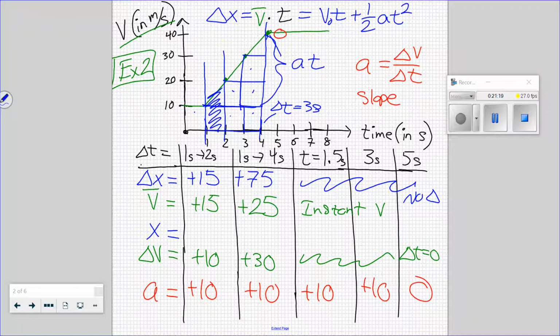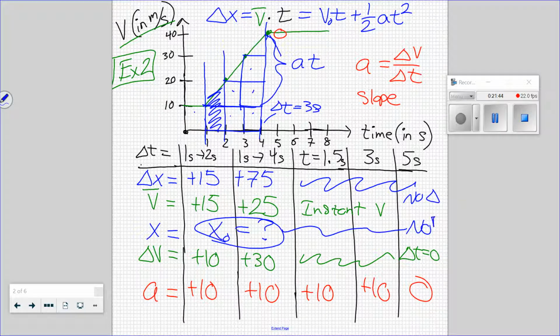I'm not so sure we know where x0 is. It's definitely not on this graph. Nowhere on here does it tell you that I started at 0. Okay? So just know, you can't tell me the position. You can tell me the displacement if I give an appropriate span of time.